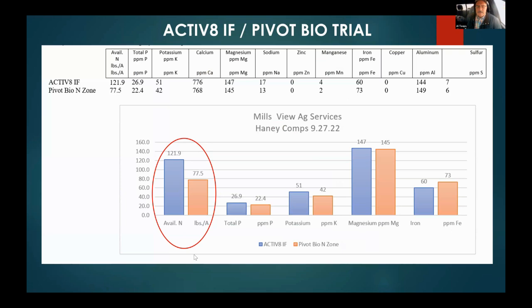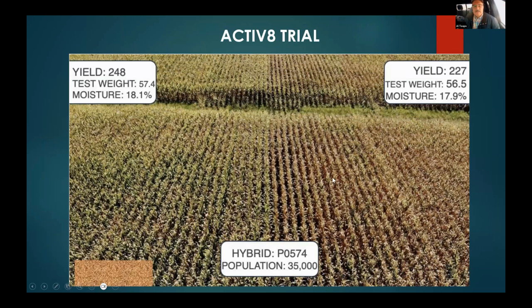This was a trial I did against Pivot back in '22. I was mainly looking at the nitrogen levels, using Haney data to see what the available nitrogen was in September of that year versus the levels of nitrogen from the Pivot Bio trial. This was a side-by-side Activate trial I did looking at just the input of using an inoculant versus without, on conventional, dryland corn treated with the same inputs.